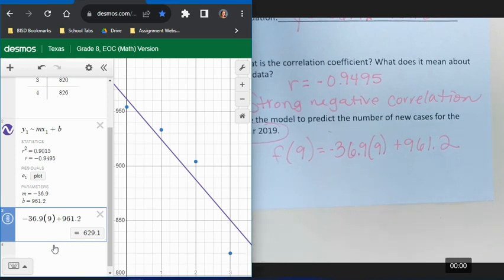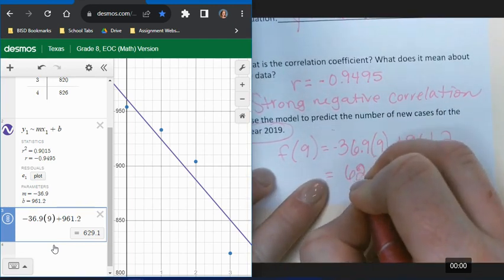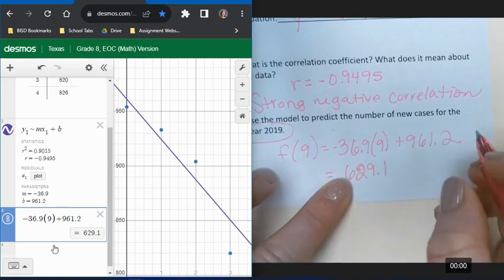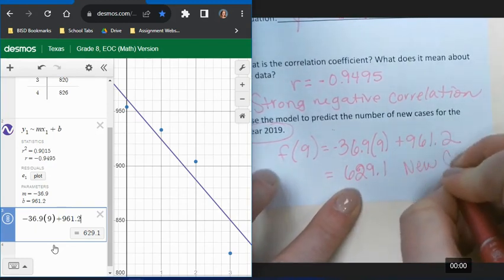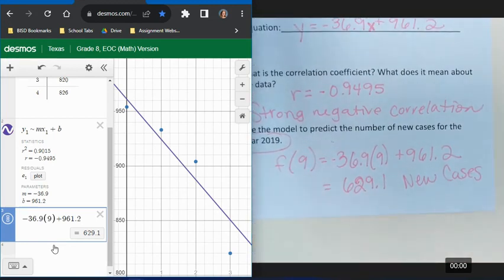Did I do it right? Will y'all check and make sure you got the same thing as I did? So 629.1? Is that right? Okay. And it's talking about new cases, right? The number of newly reported crime cases in the county of New York since 2010.